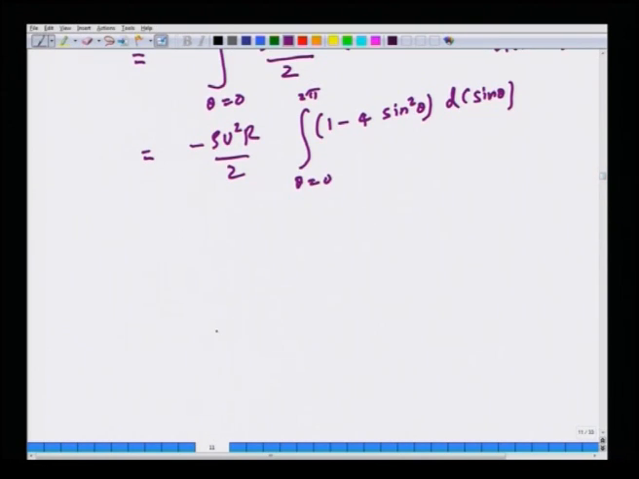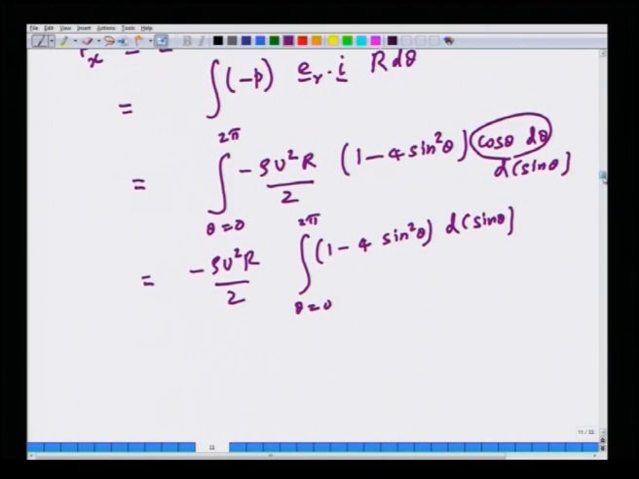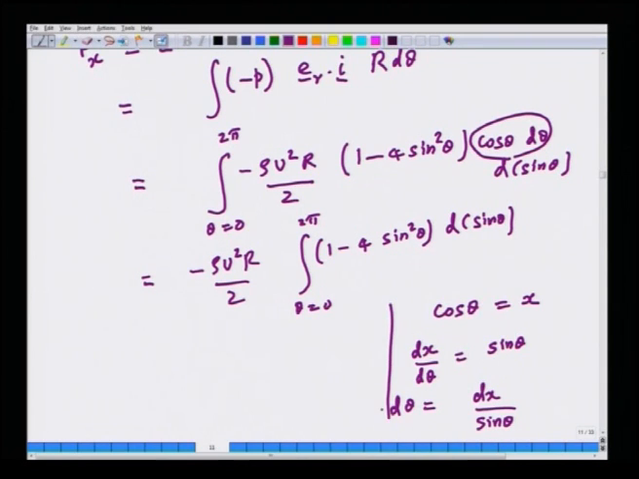So, you have a very simple integral wherein you have an even function of sin theta, an even function of the argument, and theta goes from 0 to 2 pi. So, if cos theta is written as x, dx by d theta is essentially sin theta, or d theta is dx by sin theta. So, you can evaluate this integral by using this change of variable, and we can show that F x is identically 0.